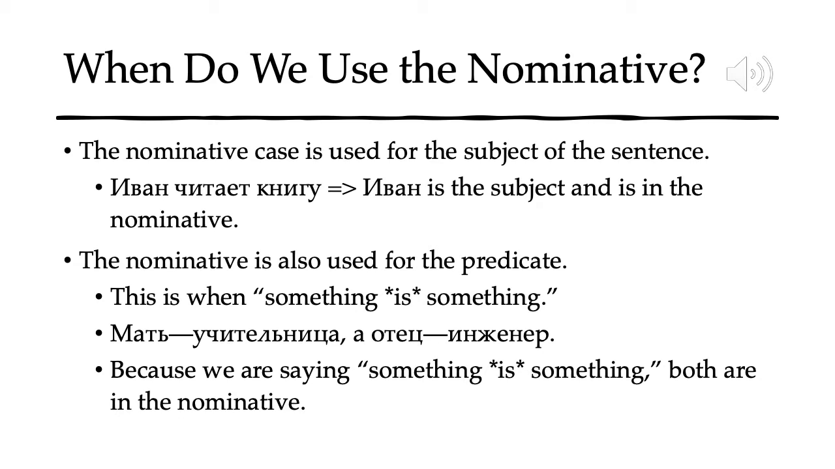We also use the nominative when we say that something is something. Both of those are going to be in the nominative. So if we say, for instance, Mать учительница, а отец инженер, my mother is a teacher and my father is an engineer. All of that is in the nominative. Mать and отец are the subjects of those clauses, and then учительница and инженер are the predicates of those clauses, and we're saying that something is something, and so that is also going to be in the nominative.